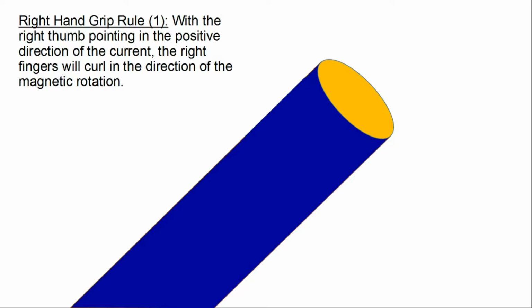What I'm describing to you now is the right-hand grip rule. And there's actually two ways to apply it. This is the first way. It's very important that we remember that this is the right-hand grip rule and not the right-hand rule or Fleming's right-hand rule.